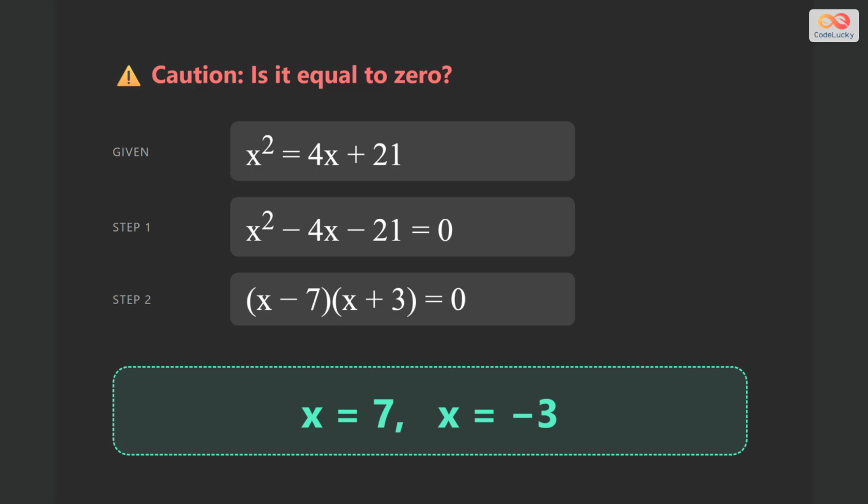Here is a trickier one. x squared equals 4x plus 21. Notice it does not equal 0 yet. First, we subtract 4x and 21 from both sides to get it into standard form. Then we find factors that multiply to negative 21 and add to negative 4, which are negative 7 and positive 3. This gives us the solutions positive 7 and negative 3.